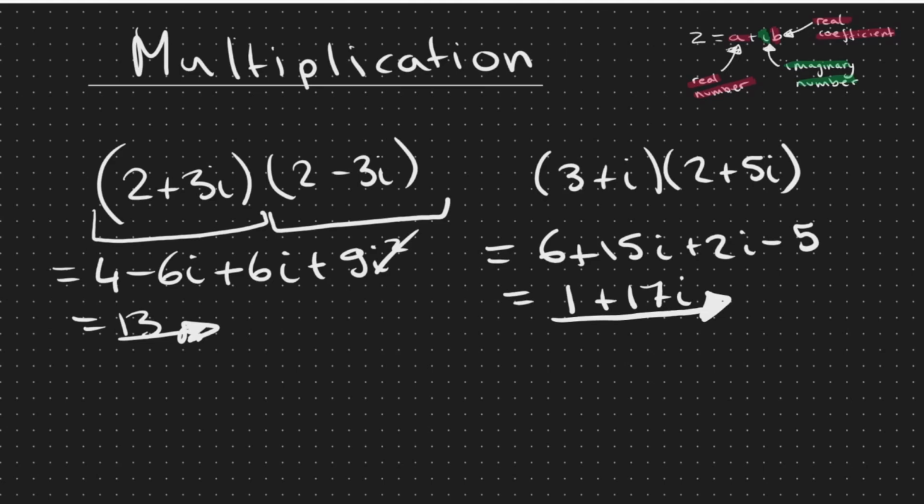So as you can see, multiplication introduces a new idea, and that's that when we get i squared, we just replace it with minus 1. And when multiplying conjugates, the imaginary parts cancel and this leaves a real number. So this leads us directly into the next topic, which is complex conjugates.